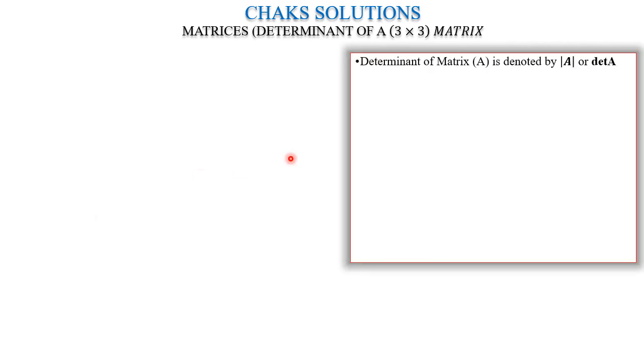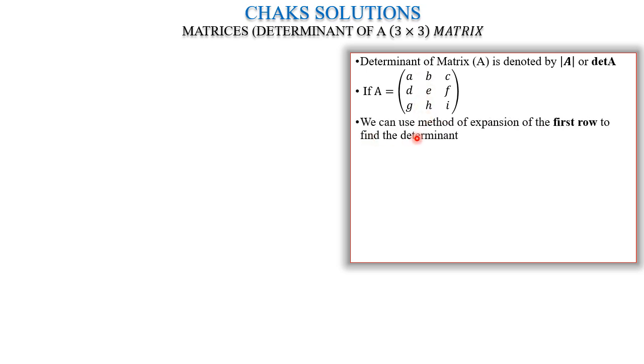Alright, so the determinant of a matrix is denoted by vertical bars around A. If A is a 3x3 matrix, we can use the method of expansion of the first row to find the determinant. You can see your first row here is A, B, C. That's your first row, so we need to expand this first row.